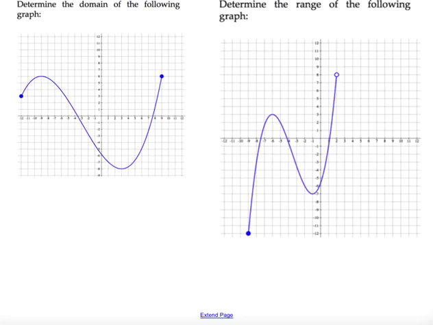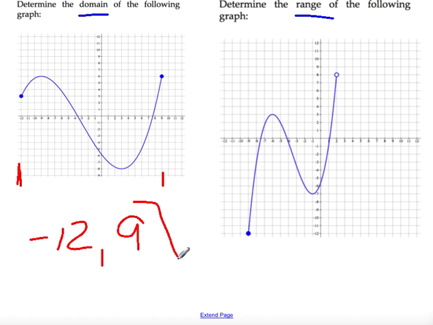So here's one last example of domain and range. This one is asking for domain, this one's asking for range. So the domain again is going from left to right. So it's going from -12 to +9, and closed circles on both, so those are brackets.